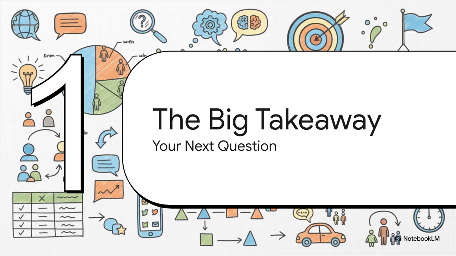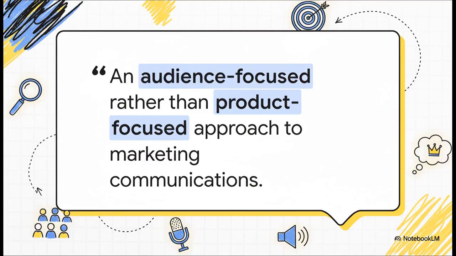So after all of that, what's the one big idea? The most important thing you should take away from the STP model? At the end of the day, it all comes down to this one simple shift. STP forces you to start with your audience, their needs, their values, their behaviors, not with your product. It completely flips the traditional model on its head. You stop broadcasting, "Hey, here's what we made," and you start asking, "Hey, what do you need?"